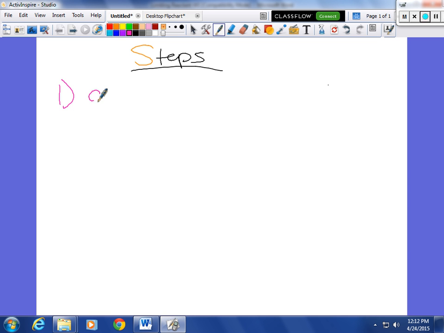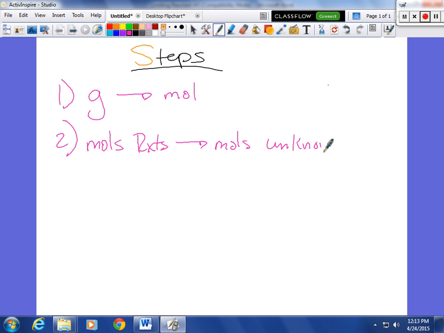Step number one is we're going to go gram to mole. Step two, we're going to go moles of given to moles of unknown. Is that what y'all wrote? Oh, that's right. Moles of reactants to moles of unknown. I can't remember exactly how I said it yesterday. And then finally, the easy step is number three. The LR is the least number.